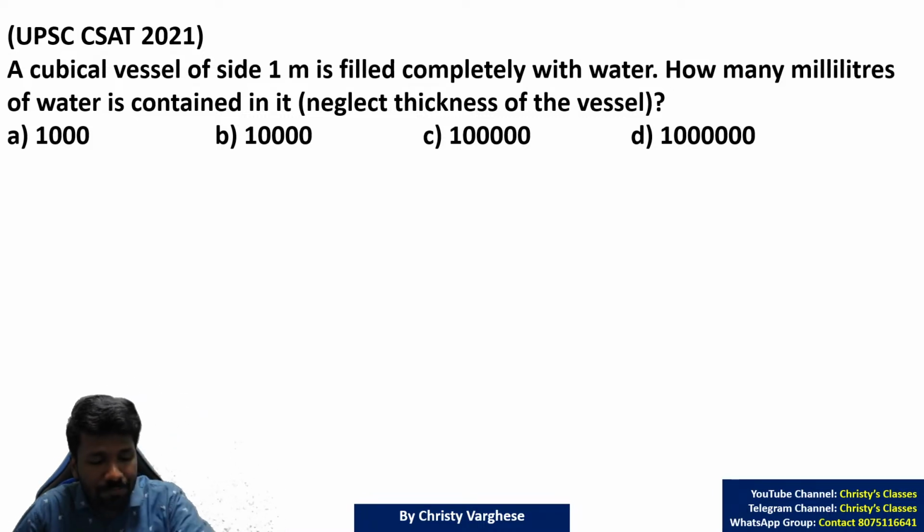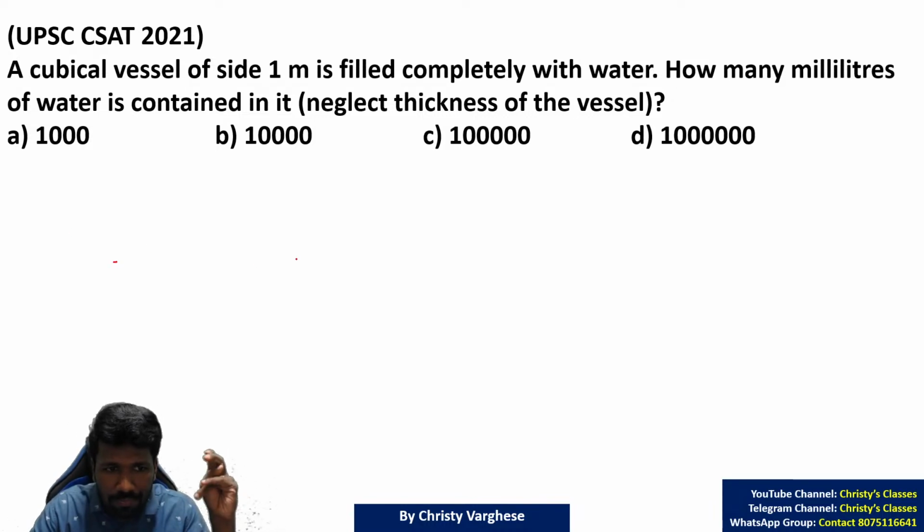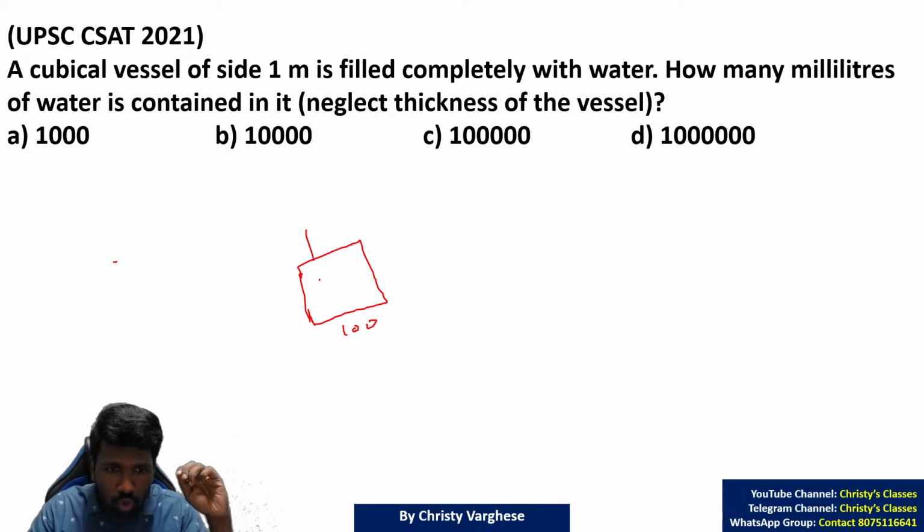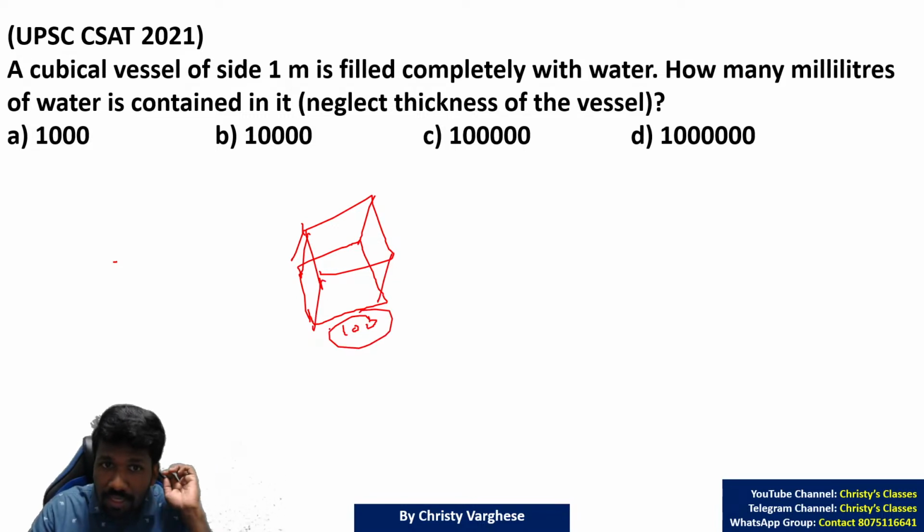Okay, so I'll explain. A cubical vessel of side 1 meter is filled completely with water. The side is 1 meter. I will convert it into centimeter. 1 meter is 100 centimeter, na? So it is a cube of 100 centimeter side length. Like this, a cube is there, side length is 100 centimeter, filled completely with water. How many milliliters of water is contained in it?